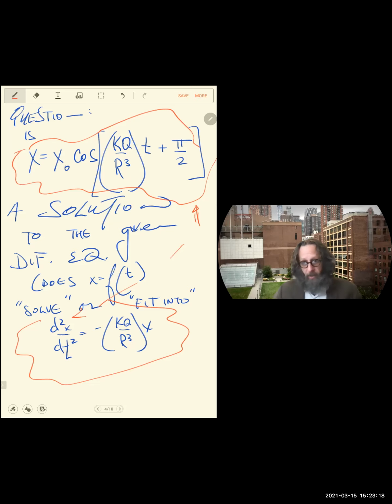So what I'm going to do here is look at my x function, and I'm going to take two derivatives of this and see if I get specifically exactly that, okay? So I'm going to just take two derivatives. I'm going to include chain rule.